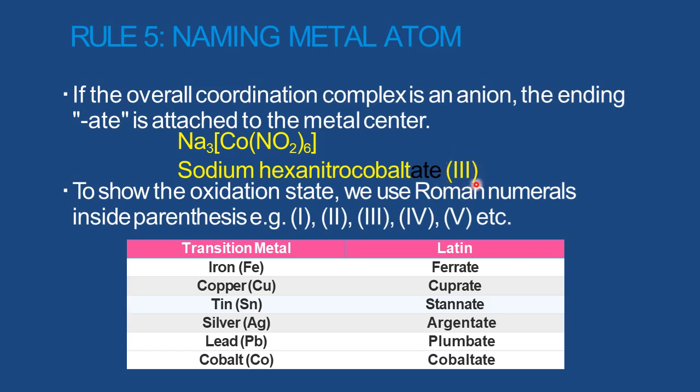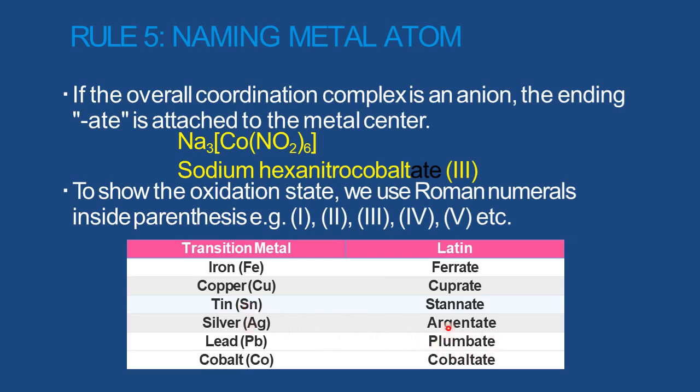To show the oxidation state, we use Roman numerals like 1, 2, 3, 4, 5, etc. Now students, here are some examples of transition metals, and how we are going to write the name of the central metal atom when it is part of the coordination sphere, which is an anion. So we write ferrate for iron, cuprate for copper, stannate for tin, argentate for silver, plumbate for lead, and cobaltate for cobalt.